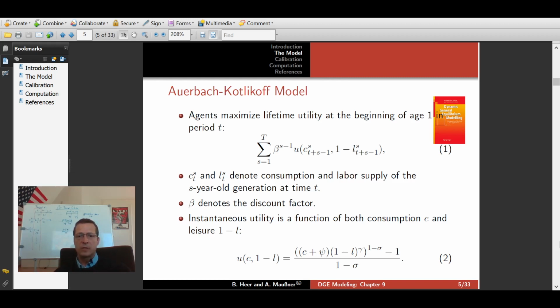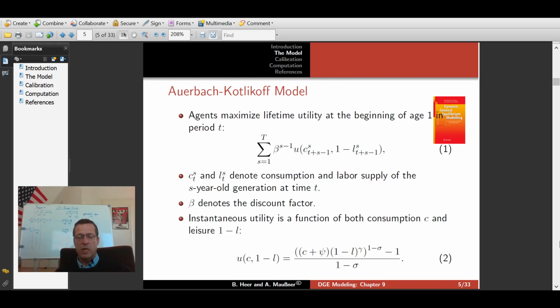C_s,t and L_s,t denote consumption and labor supply of the s-year-old generation at time t, and we assume a simple instantaneous utility function. In fact, we use a Cobb-Douglas function, (c times (1 minus l) to the power gamma) to the power 1 minus sigma, minus 1, over 1 minus sigma. So we got to know this utility function before. It's a Cobb-Douglas case. As we will see, it is a very convenient instantaneous utility function, because it helps us to compute the labor supply in a very straightforward way.